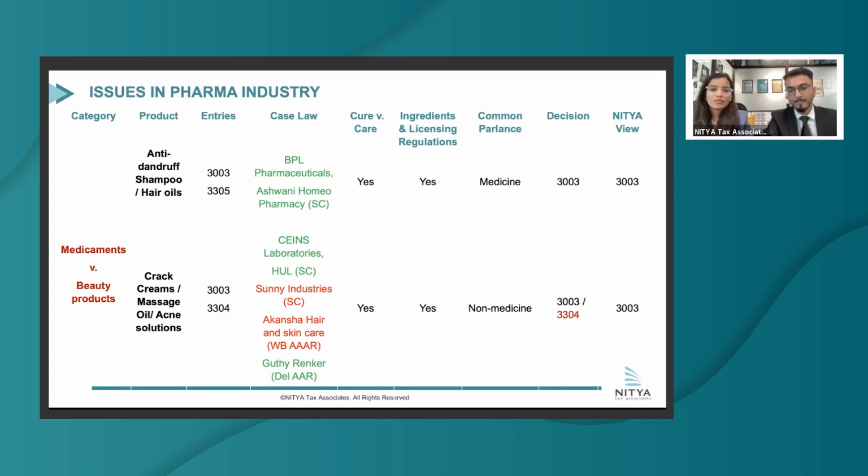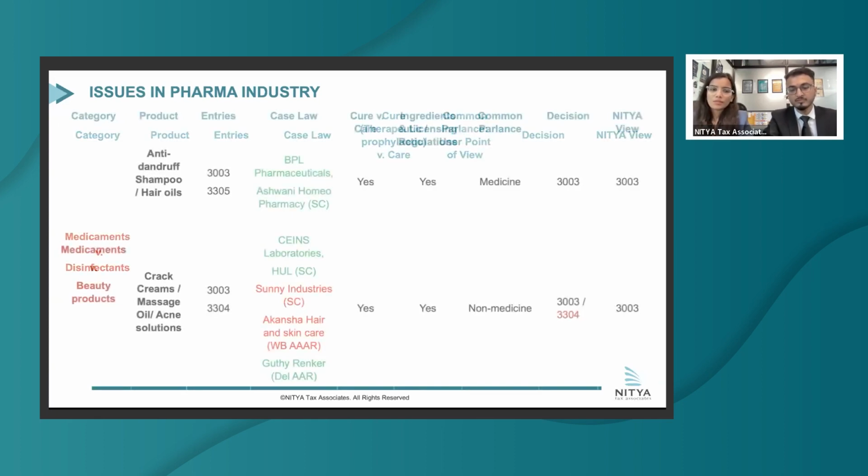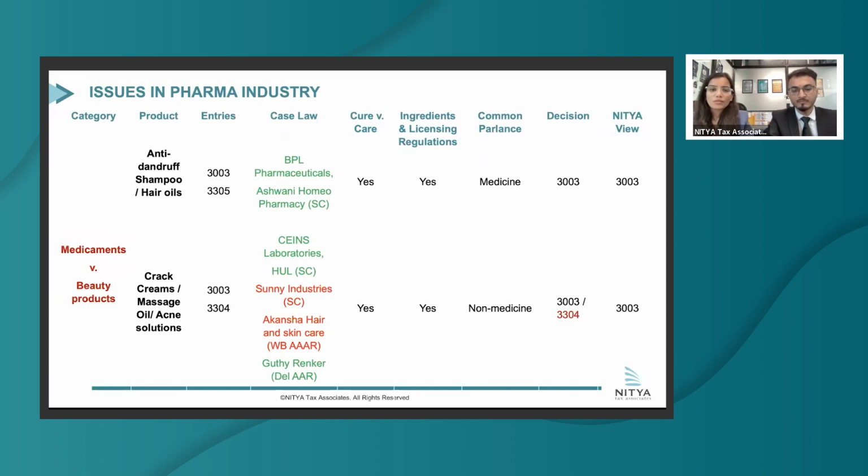So basically, if we see the dispute around medicament versus beauty products, courts have applied multiple tests, but the most prominent test that has come out of all the judgments is with respect to the properties of the product. So whether it's a curative or it's a care product. And with respect to curative, the expression says it has to be therapeutic or prophylactic. Now, when we go to the dictionary meanings of prophylactic, it says that anything designed to prevent a disease also comes into that expression. So medicaments cover even the things that prevent a disease.